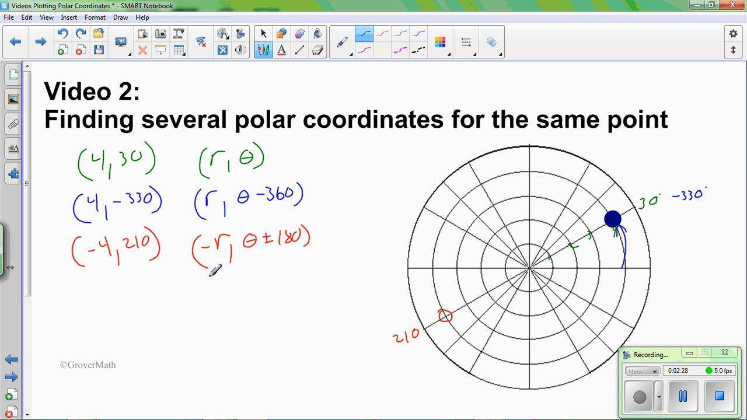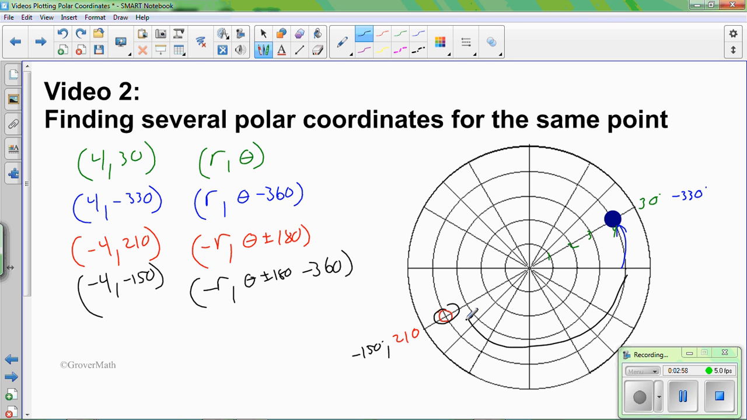So another option is to keep your r negative, and then take that 210, which came from theta plus or minus 180, and minus 360 to that. And so negative 4 comma, let's see, this would be negative 150. And what we're saying is this point here, this 210 line, is also the same as the negative 150 line, because it could be clockwise negative 150 degrees instead of counterclockwise positive 210. And so you could do it with positive or negative angles. And so that's how you do it.